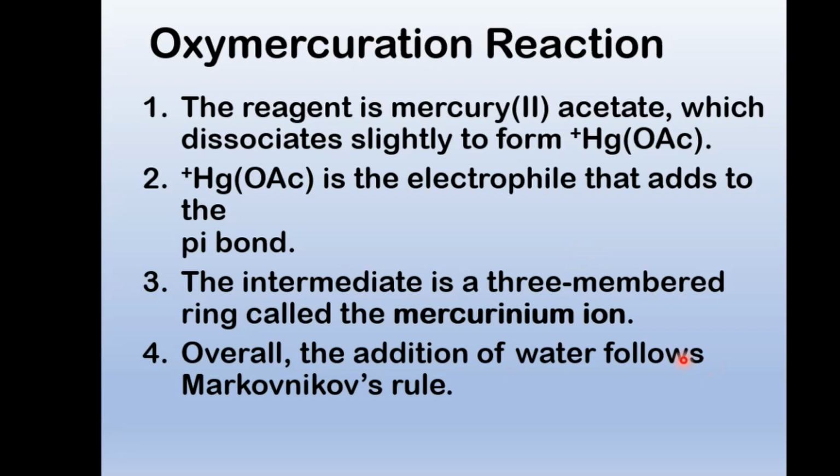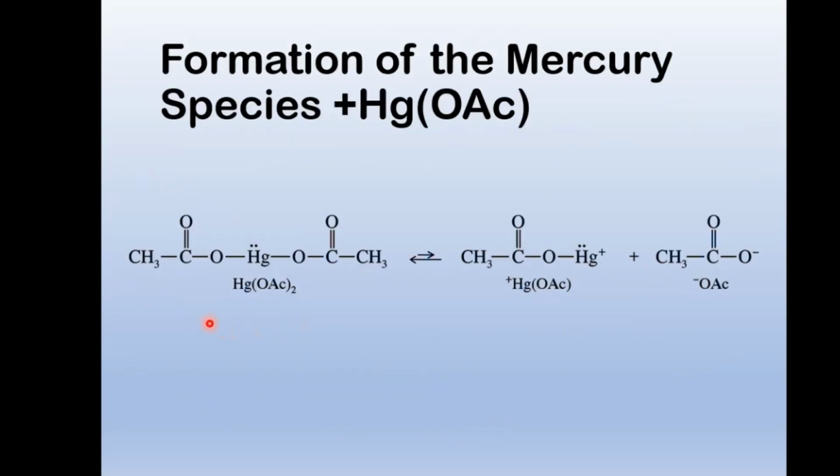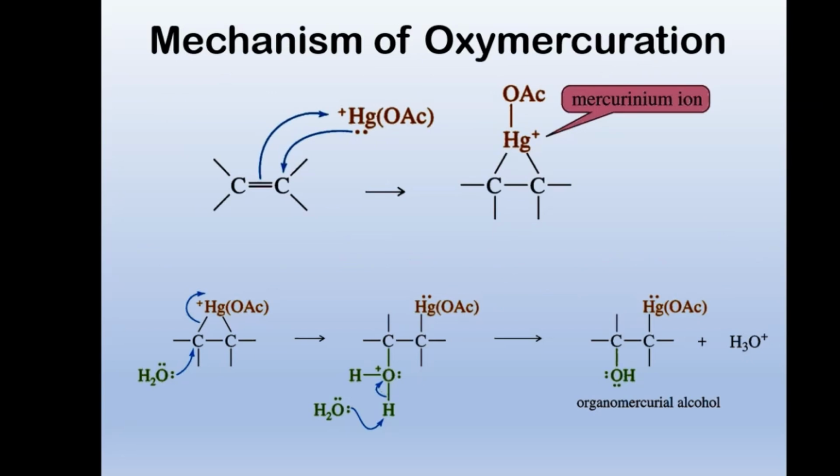The three-membered ring is called the mercurinium ion, and what is important is that it follows Markovnikov's rule. So here's a nice Lewis structure of the reagent. Mercury's big and has a bunch of d orbitals, it's very polarizable, so with a little heat this thing readily dissociates. And then here is the business end of the electrophile. Electrons in the double bond grab that thing, some electrons from mercury grab this thing, and here is our mercurinium ion.